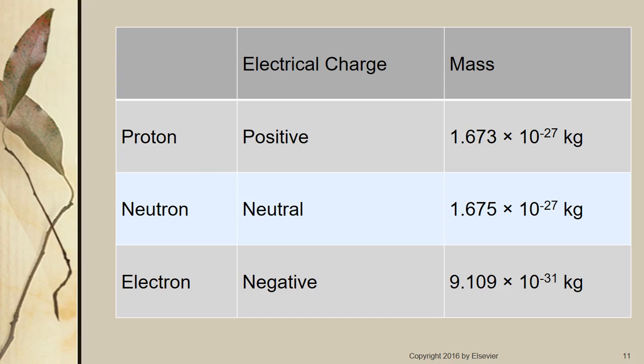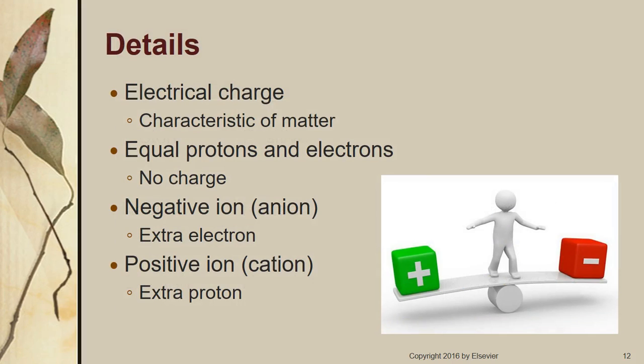Positive, neutral, negative, and the electron is the lightest of them all. Here's a little bit more that you need to know. Electrical charge is a characteristic of matter, whether it's a subatomic particle, an atom, or a large object. It doesn't matter. Every proton has 1 unit of positive charge. Every electron has a unit of negative. Neutrons are neutral. They have no charge.